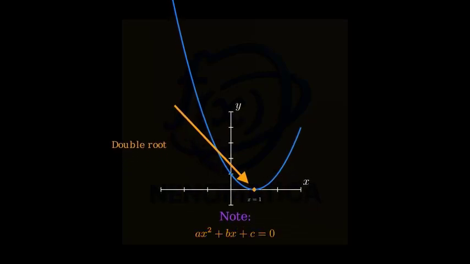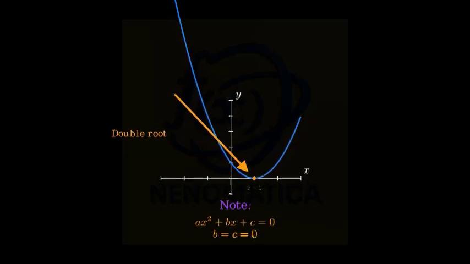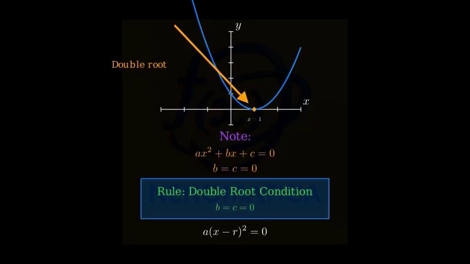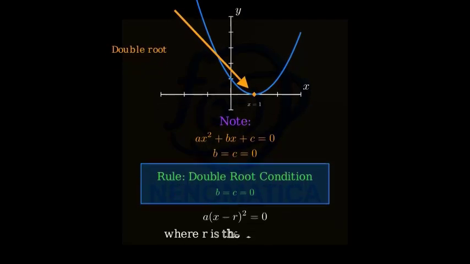For a quadratic equation in the standard form ax squared plus bx plus c equals 0, the condition for having a double root is that b equals 0 and c equals 0. Let's understand this visually. When we have a quadratic equation with a double root, we can write it in the form a times quantity x minus r squared equals 0, where r is the double root.